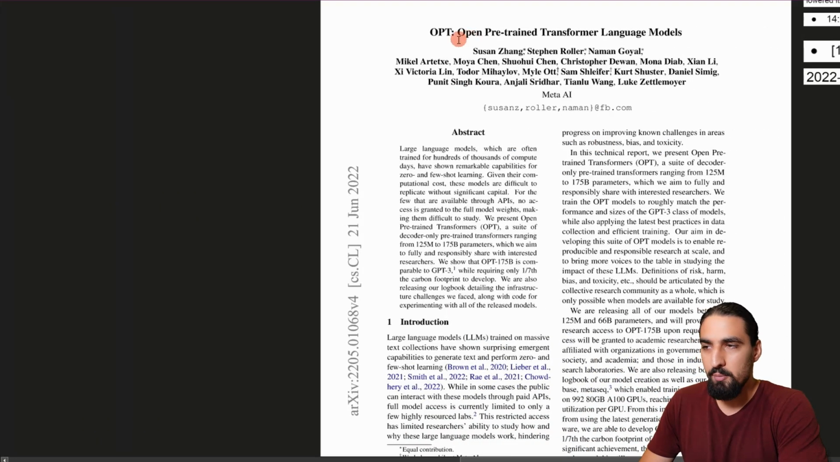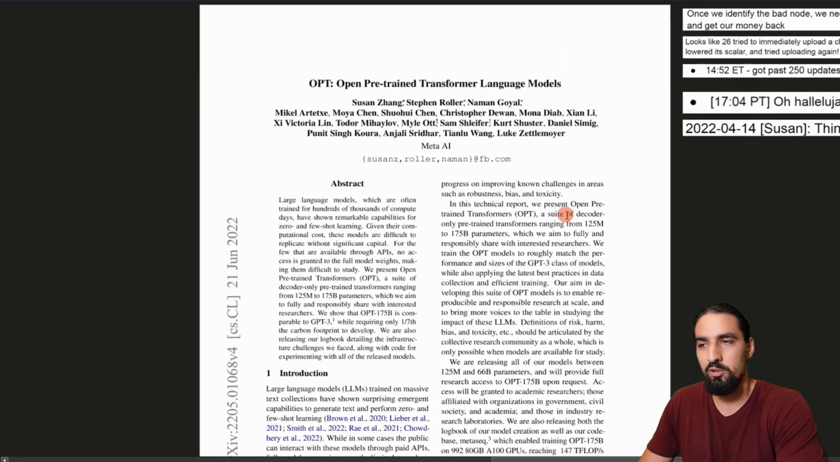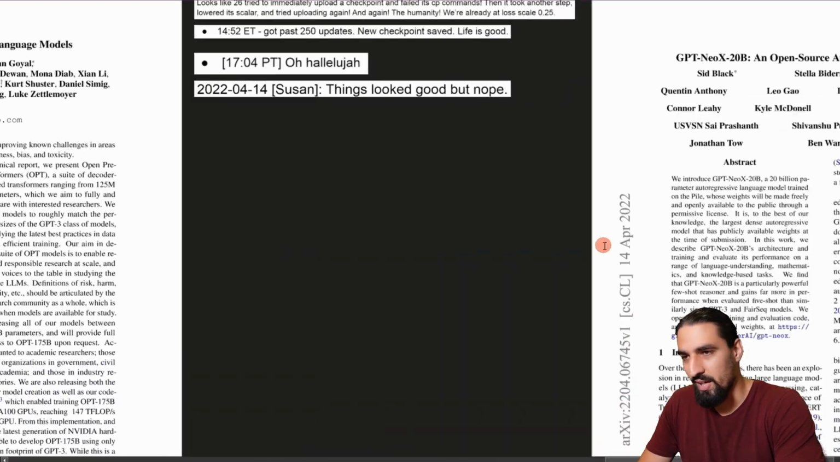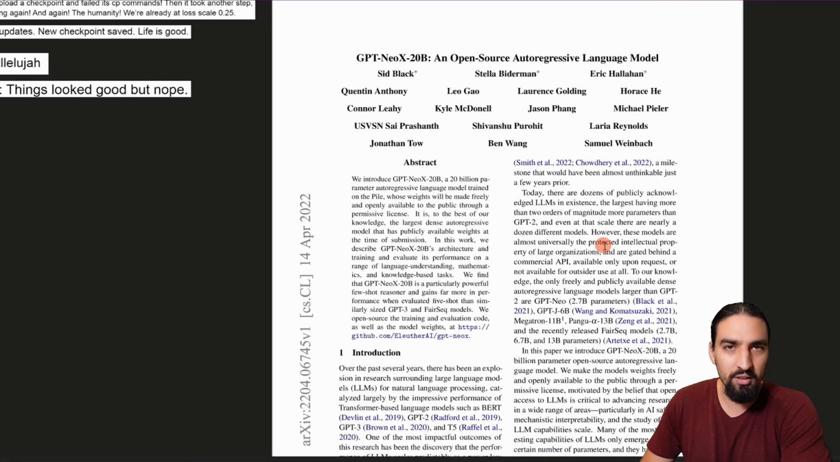Then we have the OPT model from Meta, so Open Pre-trained Transformer language models, which was 175 billion parameters. And here I'll mostly focus on some of the struggles they were experiencing. We'll see those a bit later. And finally, the third paper will be GPT-NeoX-20B, an open source autoregressive language model from the EleutherAI community.